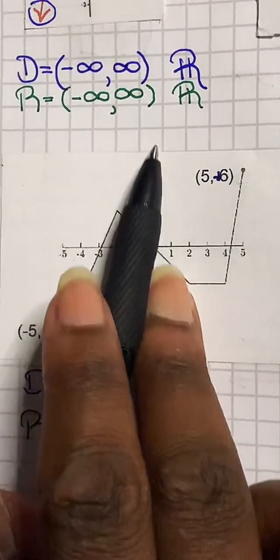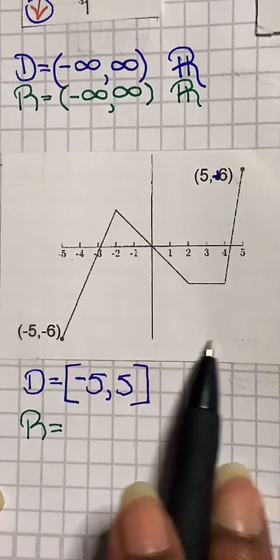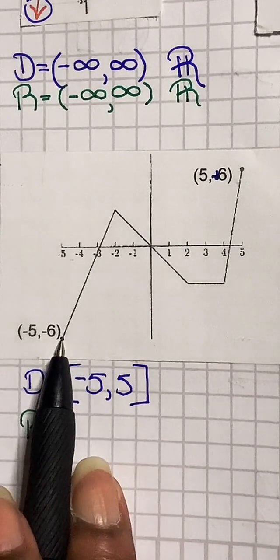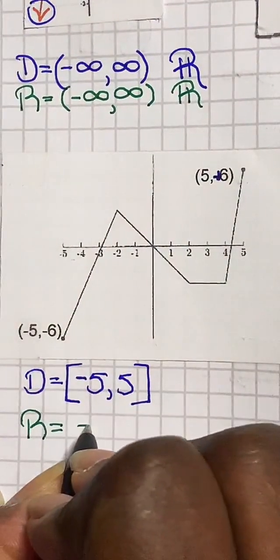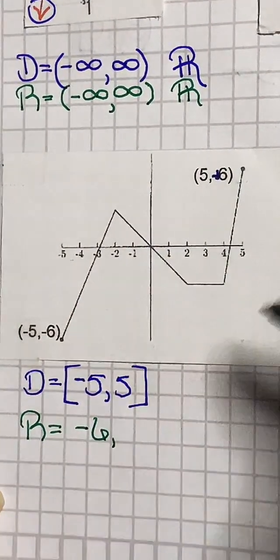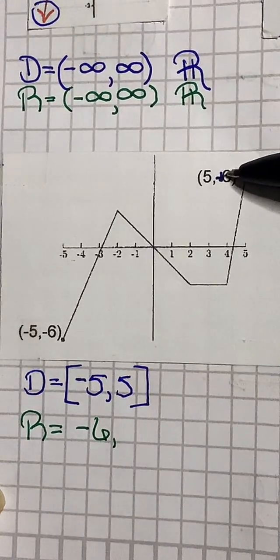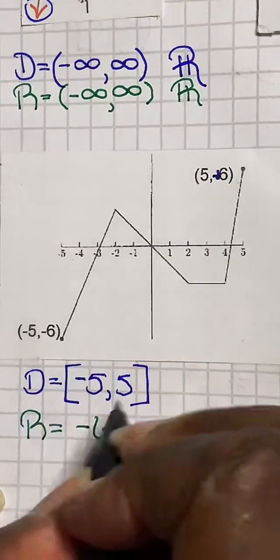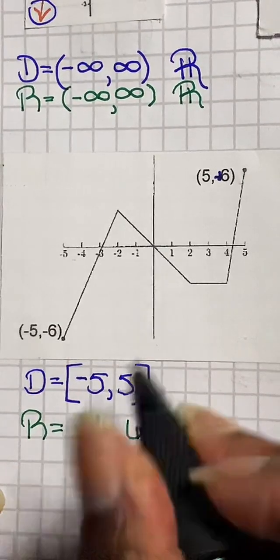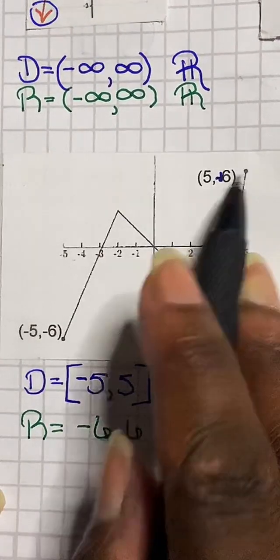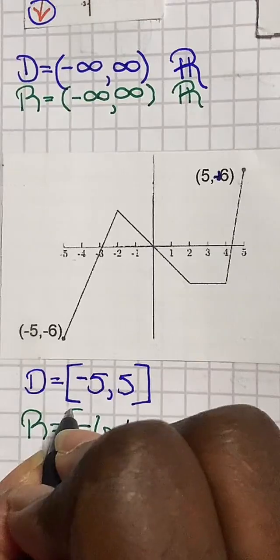For our range, that's how tall it is. So the lowest we're going is right here at -6. And the highest, this should be a positive 6. And since they are closed, that means we're including them.